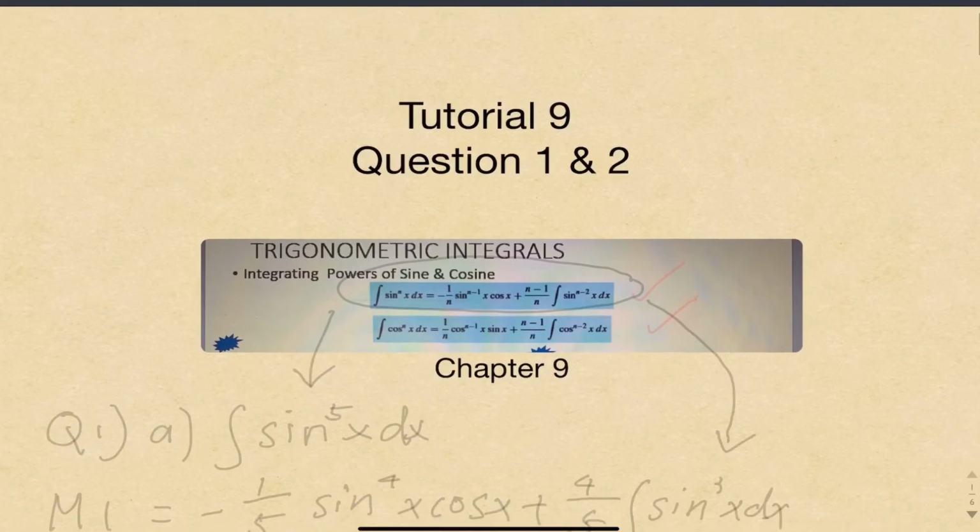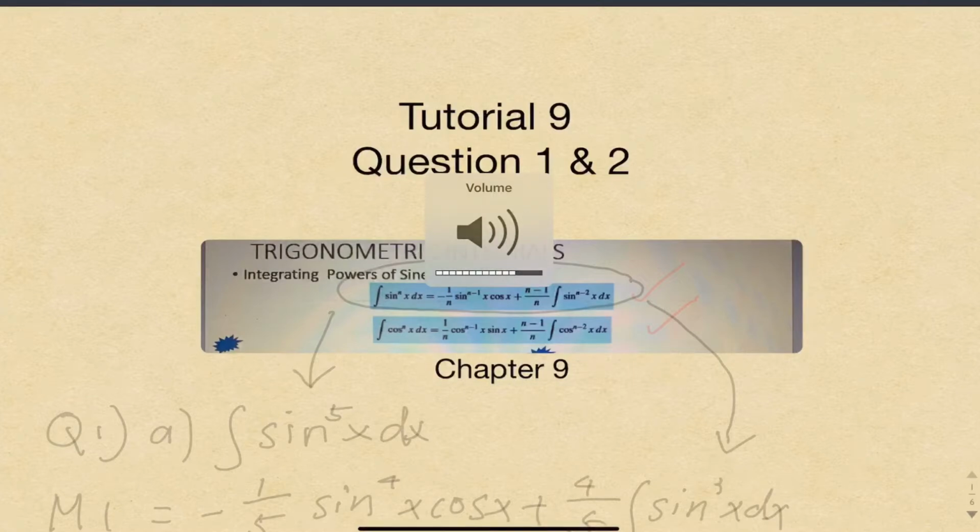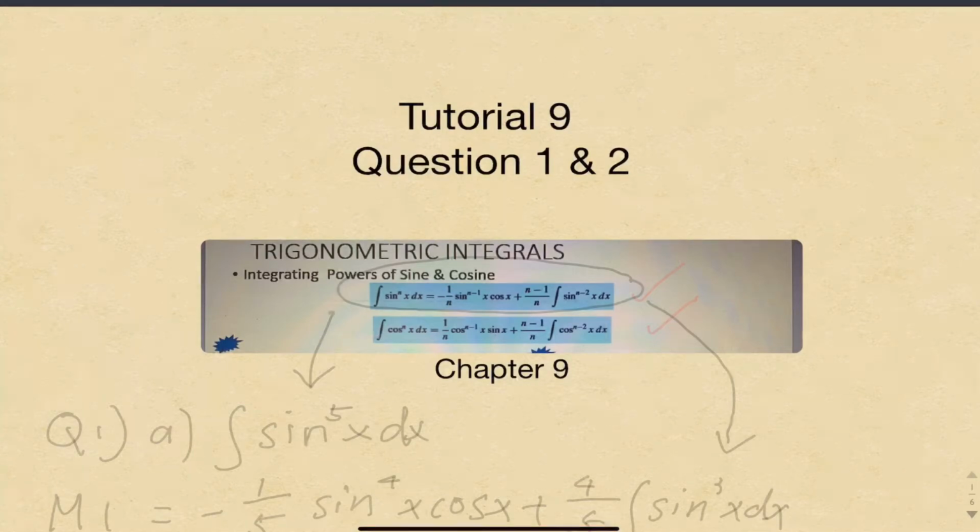Okay, in this video, I'm going to show you how to solve tutorial 9, questions 1 and 2. Do you still remember in chapter 9, we learned about the formula to integrate powers of sine and cosine? You can make use of this equation. For sine it is this, and for cosine it is the second one.